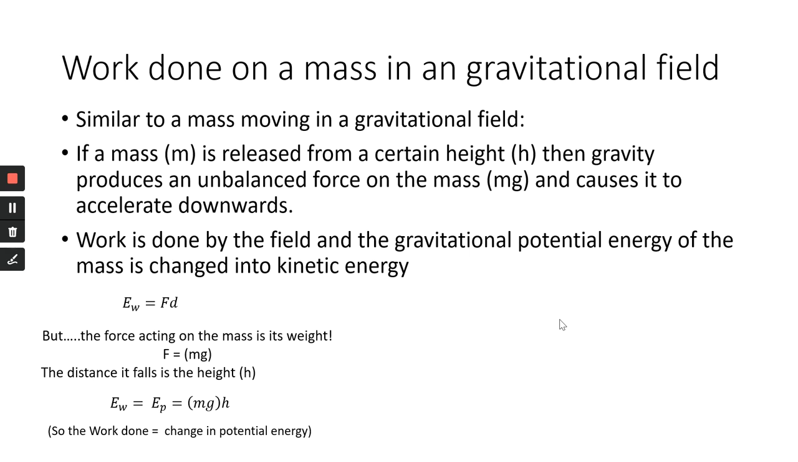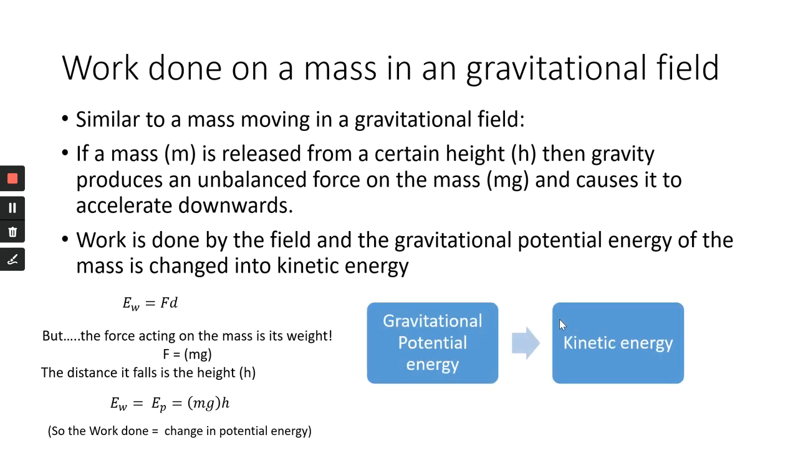Now, in National 5, we would then go on and talk about how fast it is going when it hits the ground. And in National 5, we would recognize that all of the potential energy is converted to kinetic energy. Kinetic energy equals half mv squared. We know what the total amount of kinetic energy is because we can calculate that. And then it's fairly straightforward, hopefully, to work back to get the velocity. And that's it summarized just pictorially. So Ep equals mgh converts to Ek equals half mv squared.